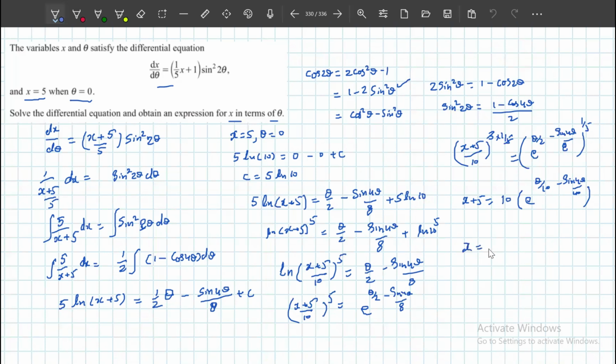So x is equal to 10 bracket open e power. I'm taking 1 over 10 as common as well. So it is theta minus sine 4 theta over 4, minus 5. So this is the required expression of x in terms of theta.